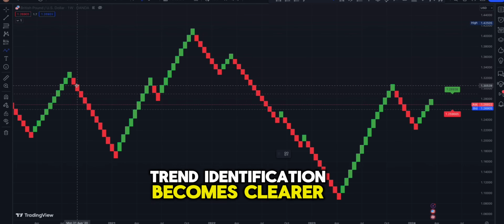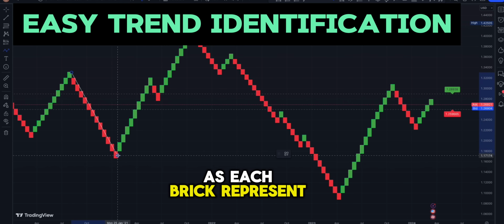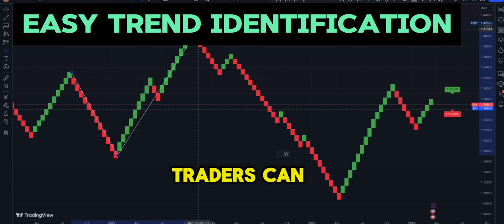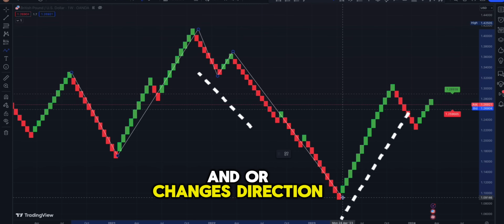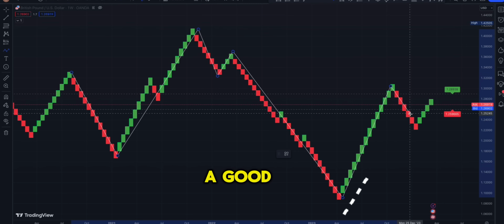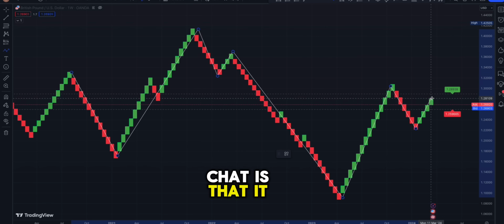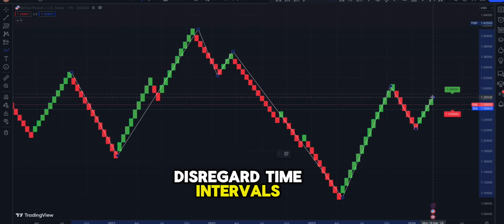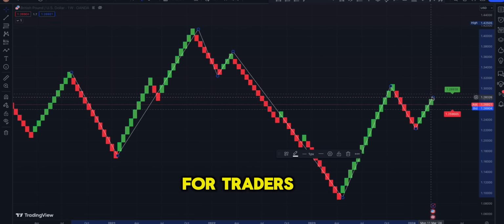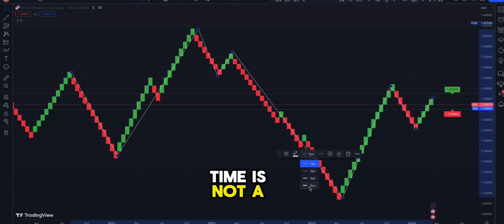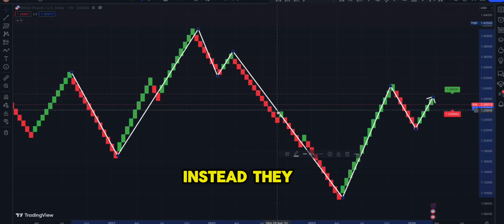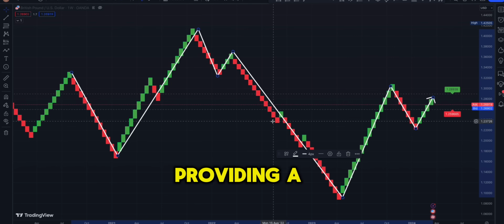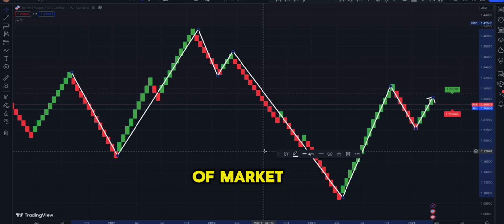Trend identification becomes clearer as each brick represents a fixed price movement. Traders can easily spot when a trend begins, ends, or changes direction. Another good thing about renko chart is that it disregards time intervals, which can be beneficial for traders who believe that time is not a reliable indicator of market movements. Instead, they focus solely on price movement, providing a clearer picture of market dynamics.